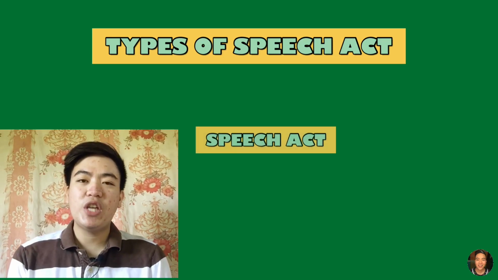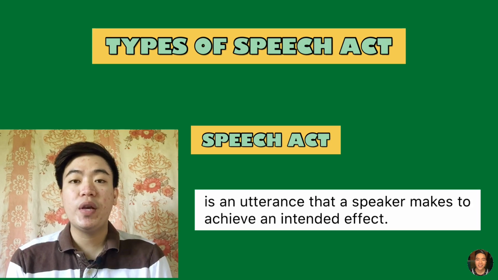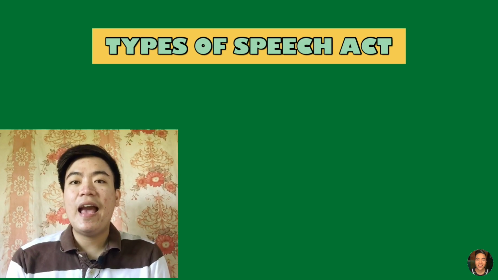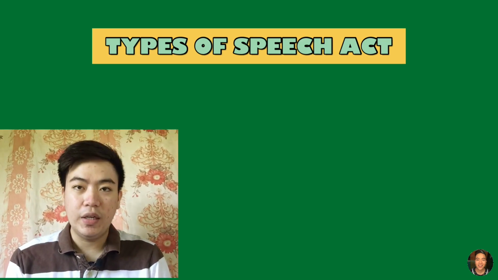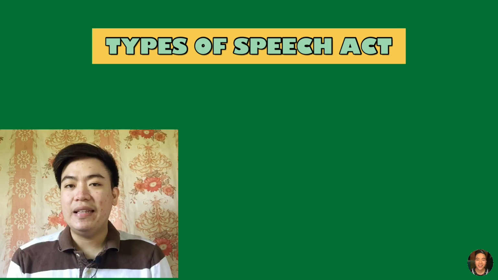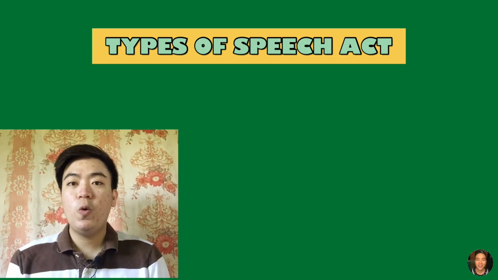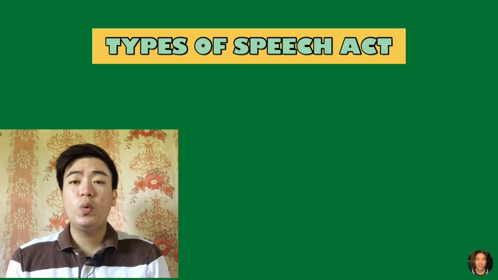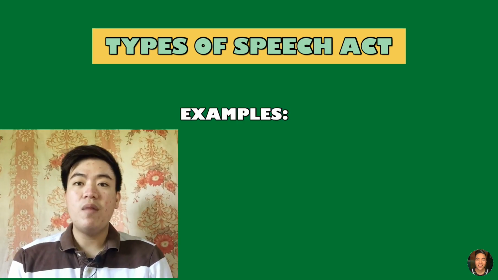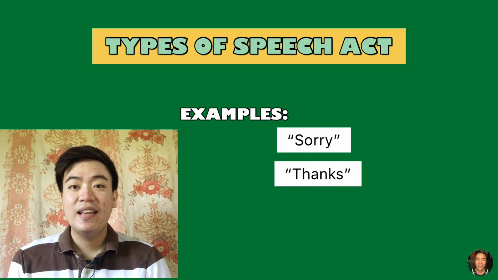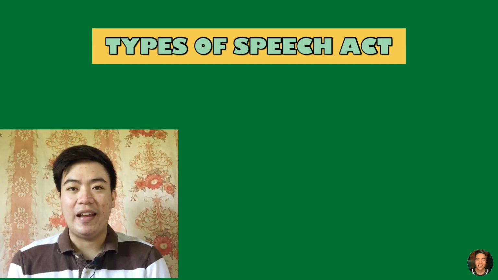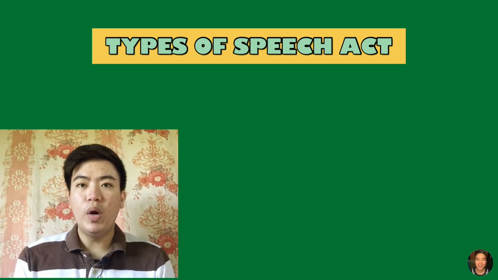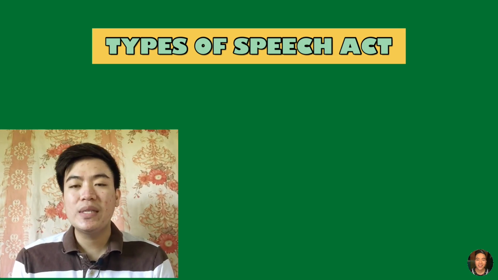When we say speech act, this is the utterance that the speaker makes to achieve an intended effect. So this is any act performed by the speaker in making an utterance, such as stating, requesting, advising, or persuading. A speech act might contain one word or several words or sentences. Examples are sorry, thanks, thank you, I really appreciate it. Speech acts are not about how knowledgeable you are in the language, but appropriateness in language use is even more important.